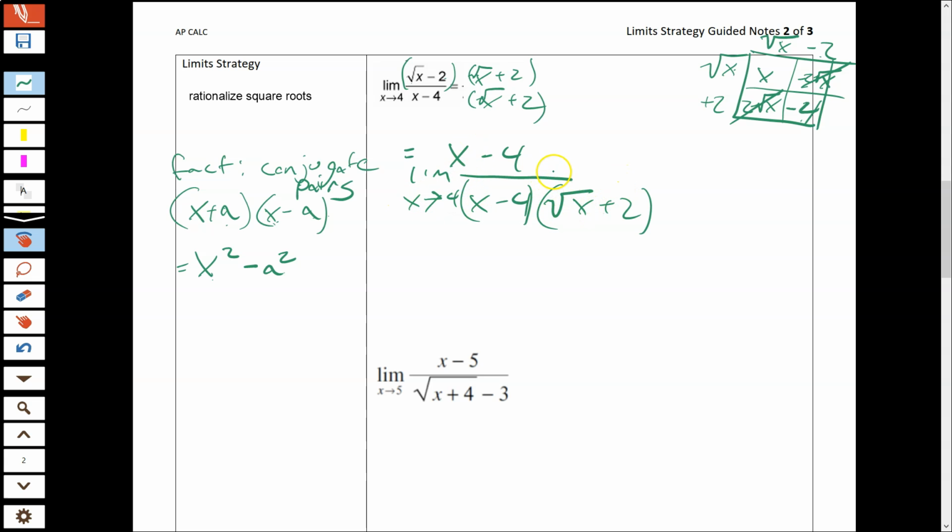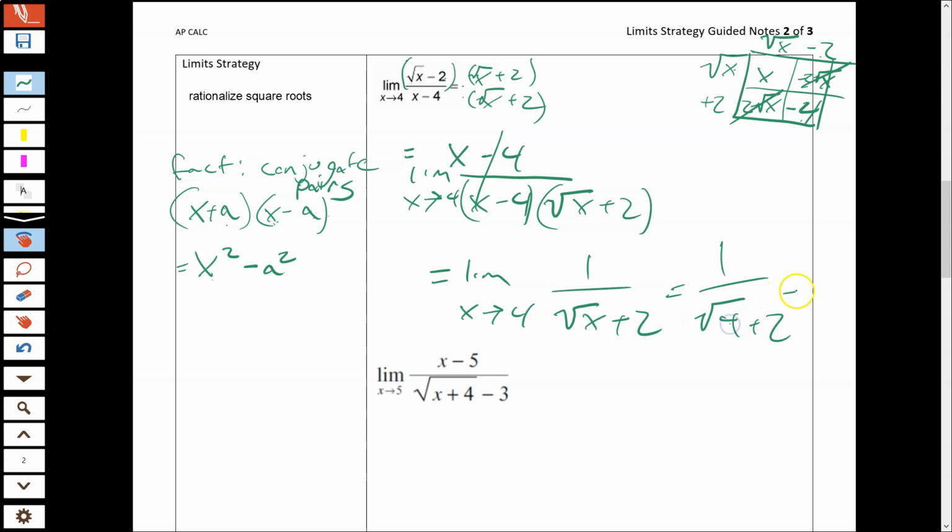Now that should make us really happy, right? Because x minus 4 now cancels out, and I'm left with the limit as x approaches 4 of 1 over square root of x plus 2. And then that gives me 1 over square root of 4 plus 2. Square root of 4 is 2, so this ends up being 1 over 4. Okay? So that is another strategy we can try. And remember, our goal is still the same, which is to get rid of whatever is on the denominator of the fraction that's causing us to not be able to substitute.